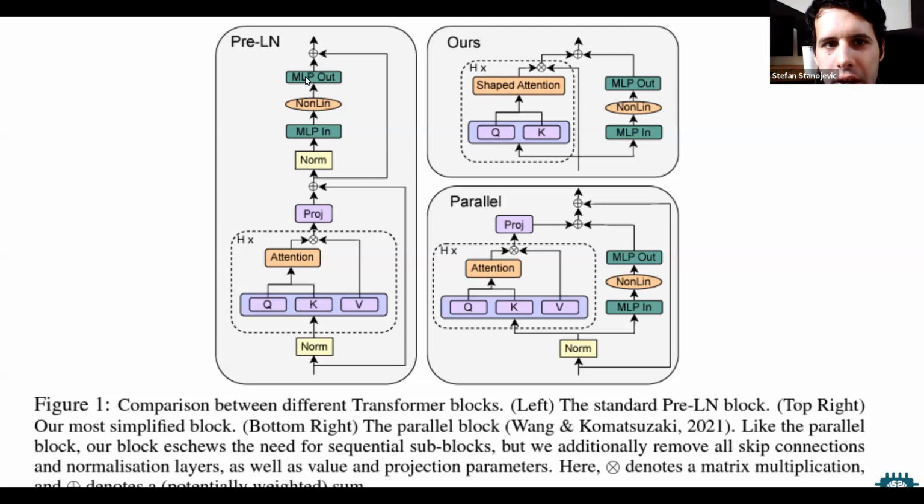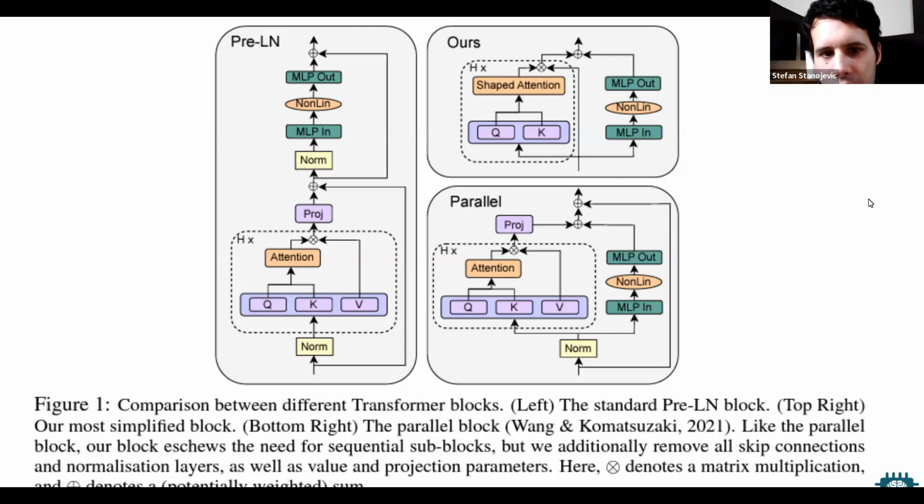MLP in and MLP out. So MLP just stands for multi-layer perceptron, which is basically a fully connected layer of a neural network, or equivalently just matrix multiplication by a weight matrix of a certain dimensionality. So you can see here at the end, there's basically one linear transformation, MLP in, followed by non-lin, which is the non-linearity, followed by MLP out. So this is basically just a simple fully connected neural network with 2 layers.